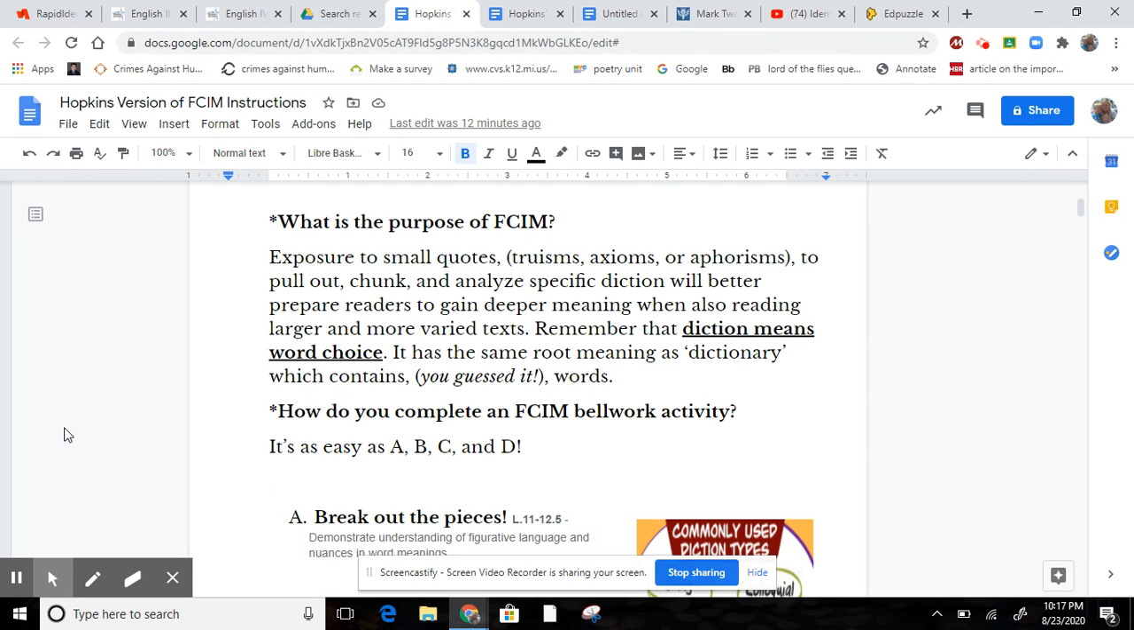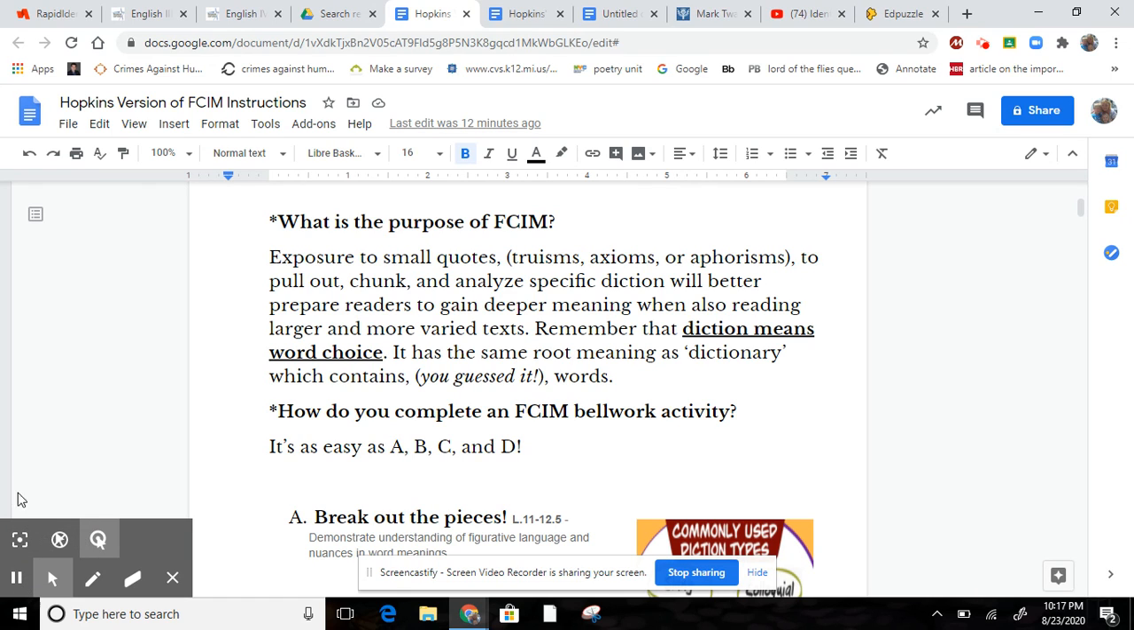So, what is the purpose of using it? Exposure to small quotes, and examples of these are truisms, axioms, or aphorisms, and you may see me refer to those. It's just simple truths, simple statements of common known facts. But it's exposure to these small quotes to pull out, chunk, and analyze specific diction to better prepare readers to gain deeper meaning when also reading larger and more varied texts.